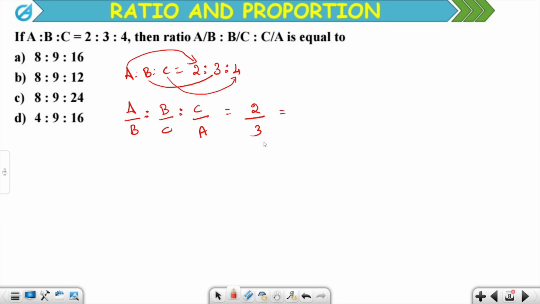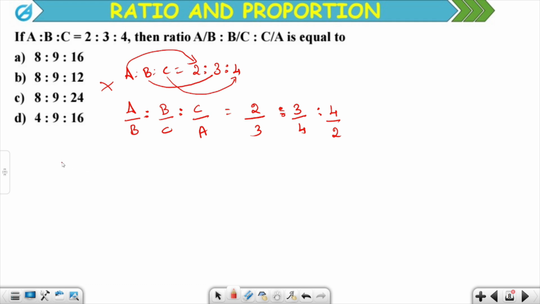Okay, so A by B is nothing but 2 by 3. B by C is nothing but 3 by 4. And C by A is nothing but 4 by 2. Okay, now in the previous session, that is in inverse ratio, when two fractions are given, we can directly cross multiply. But when more than two fractions are given, what do we have to do? We have to take the LCM.